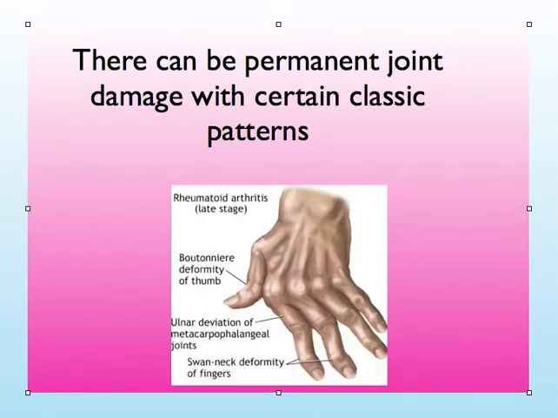There are permanent changes possible with rheumatoid arthritis with certain classic features, especially in the hand. The fingers tend to drift to the outside, called the ulnar deviation deformity, and there can be major abnormalities in the distal joints as well as both wrists.